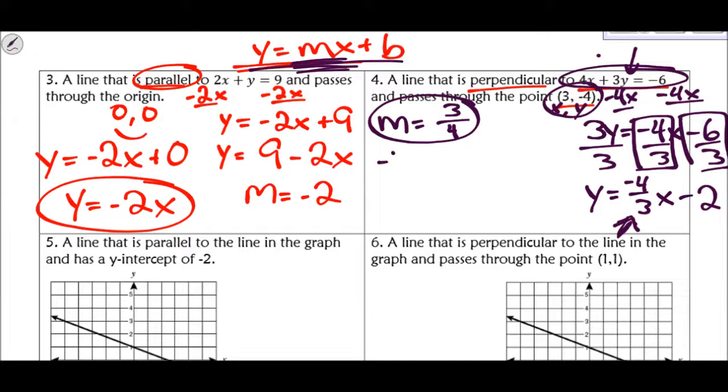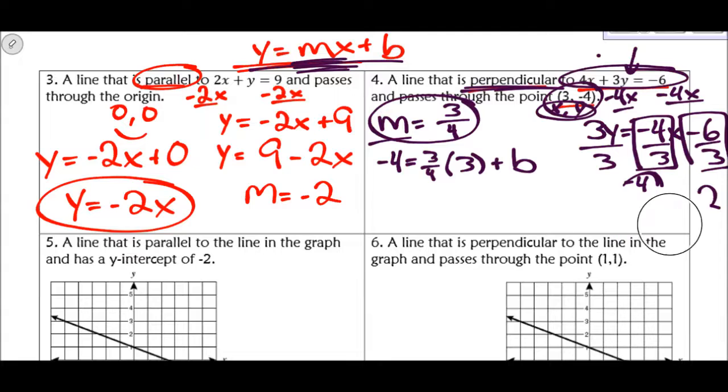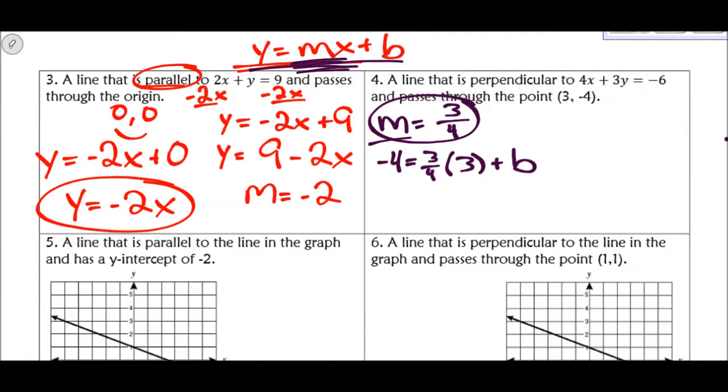So I have negative 4 equals 3 over 4 times 3 plus b. Okay, so all I've done is plug in the m and the x and y. I found that m because I knew it was perpendicular to this line, perpendicular to that slope. First step, I'm going to clean this up a little bit. My first step is just multiplying 3/4 times 3. That's 9/4, or 2.25 if you want to write it as a decimal.